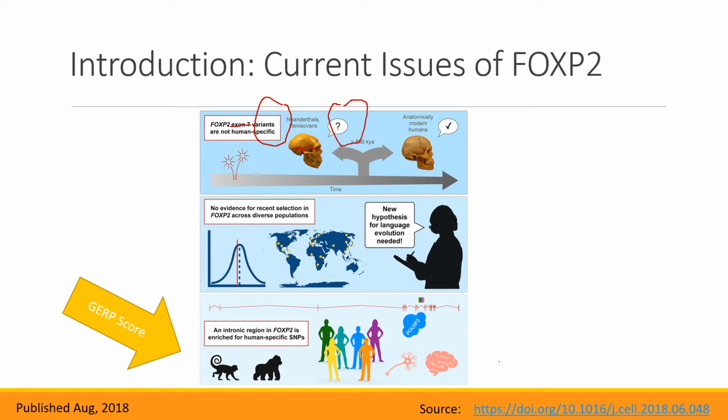So as I stated before, the intronic region of the foxp2 is enriched for human-specific SNPs. And that intron is located in the diagram right here, and this needs to be further analyzed and studied, the significance of the function of that intronic region for human evolution today.